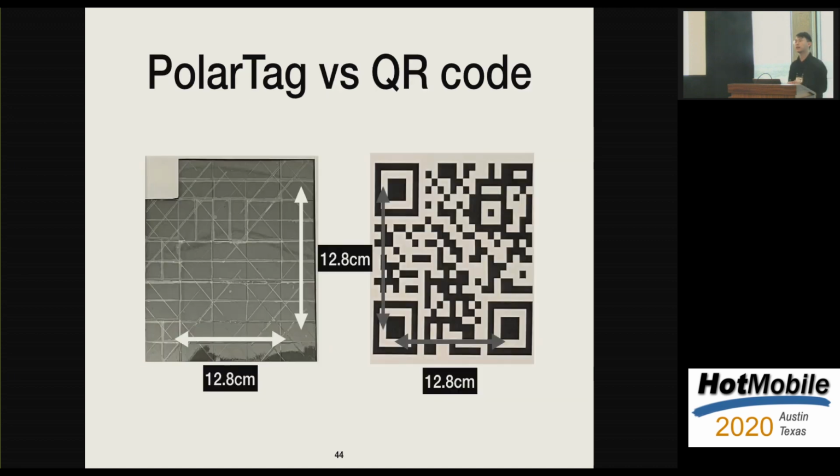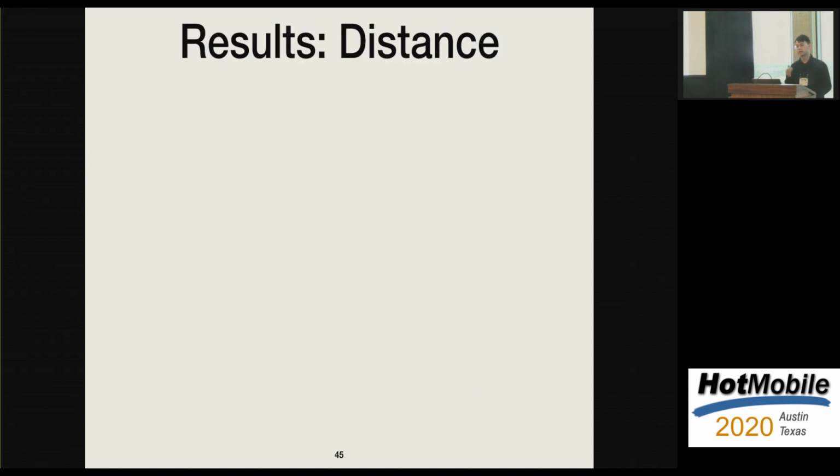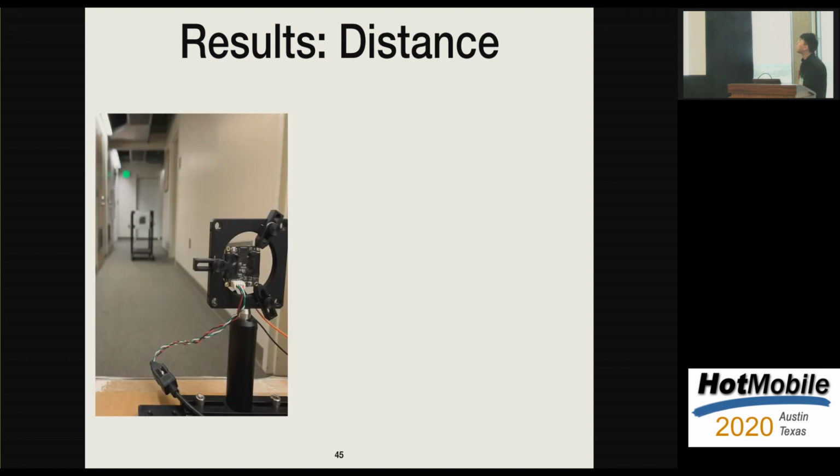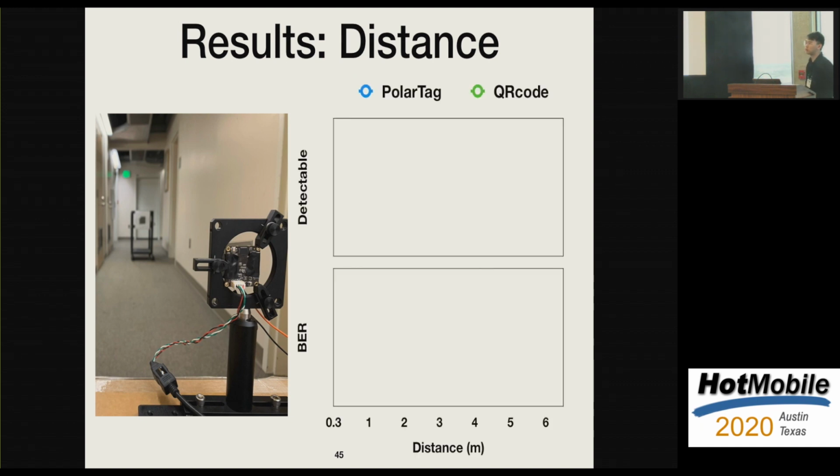And to evaluate our performance, we compare it with the same size QR code. So first, we tested the detection distance and decoding distance. On the left, our setting is we put the tag on a movable platform and change the distance between the tag and the camera.